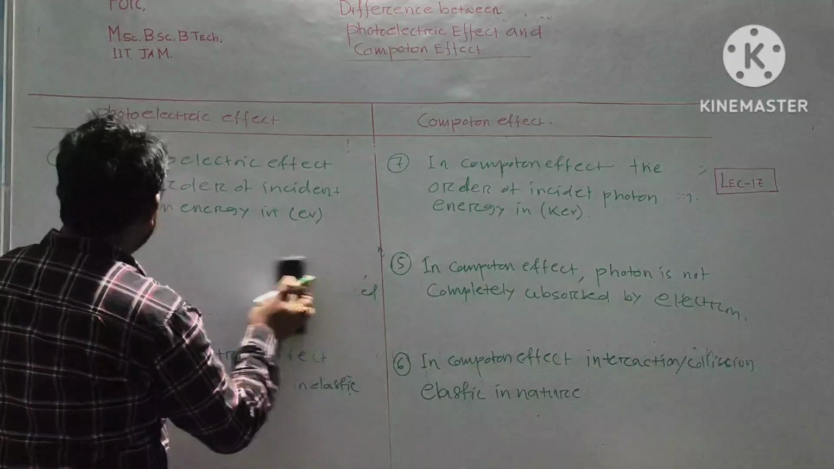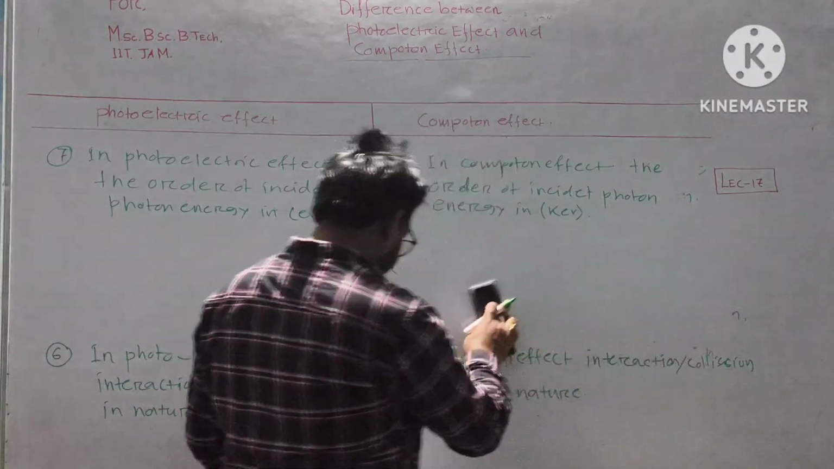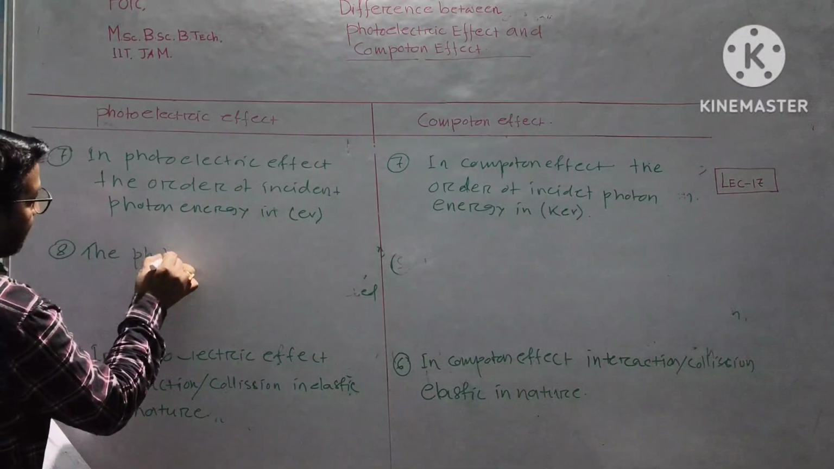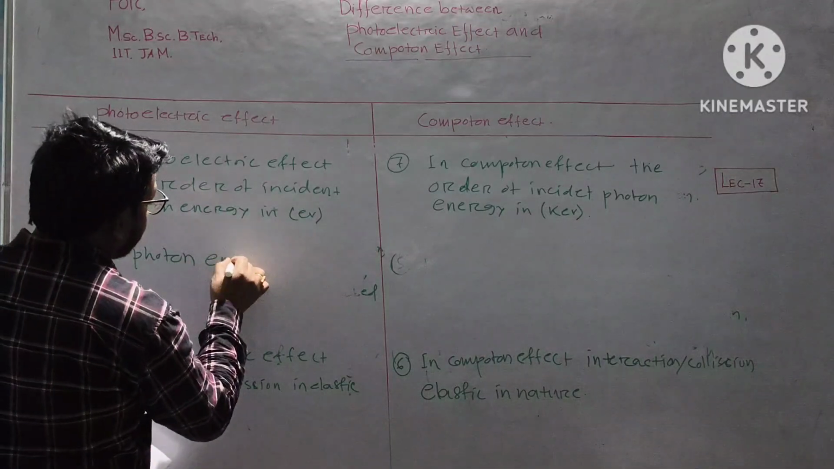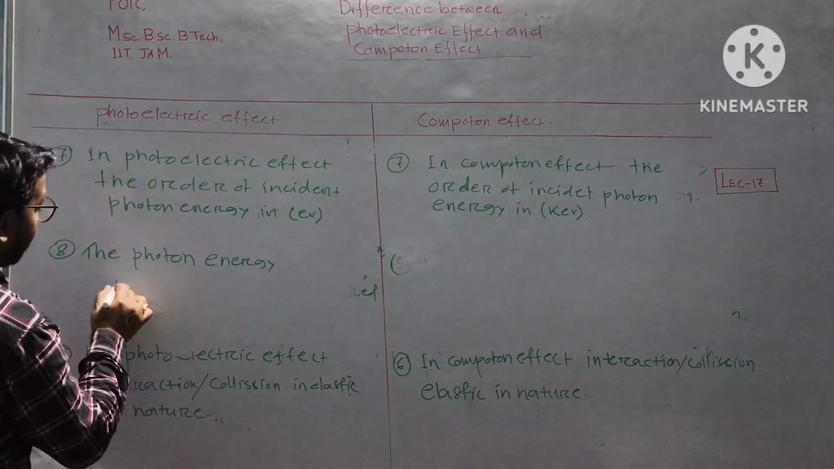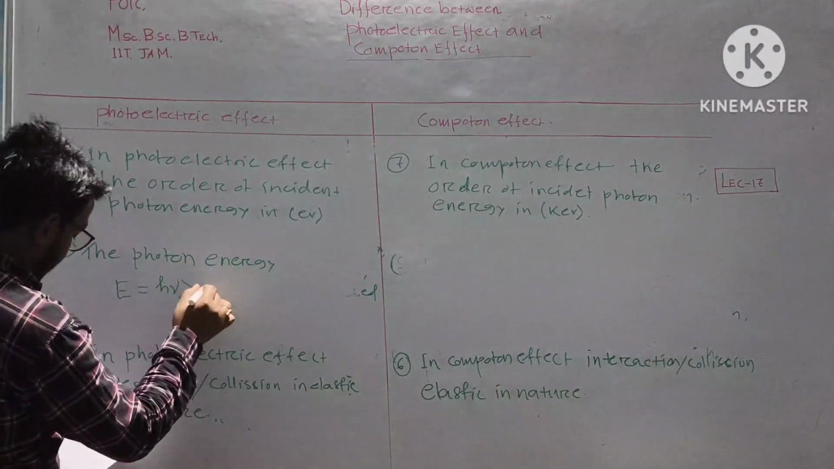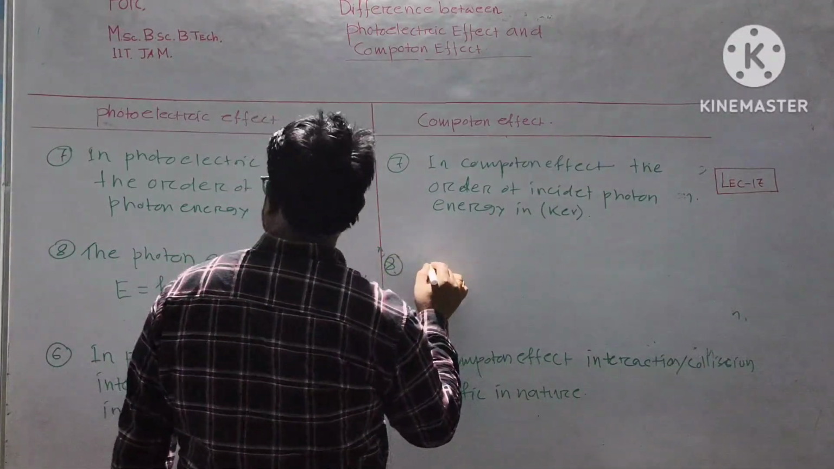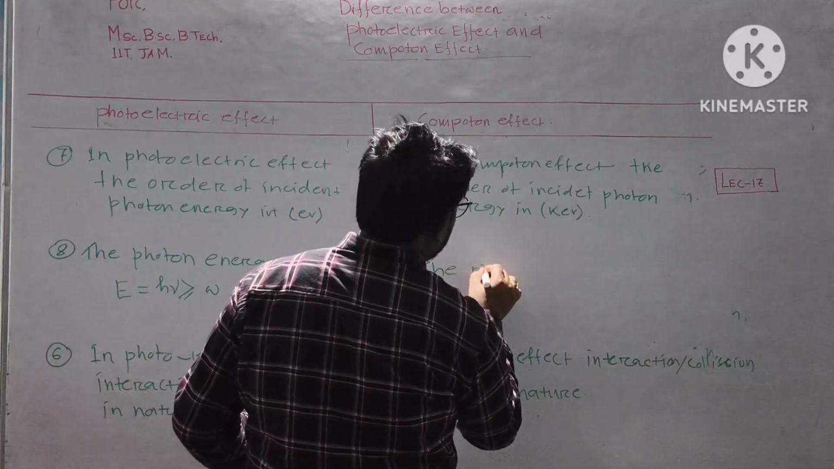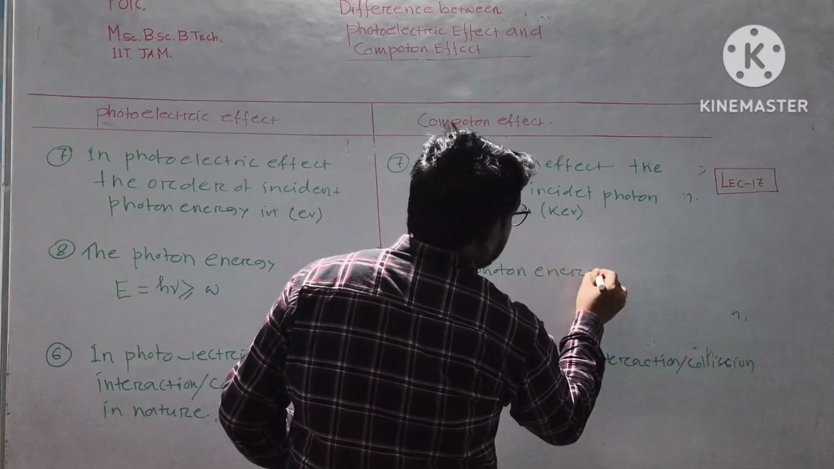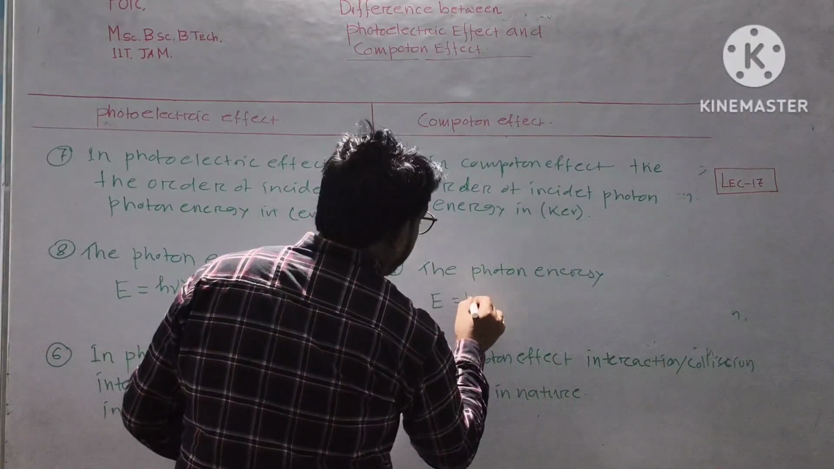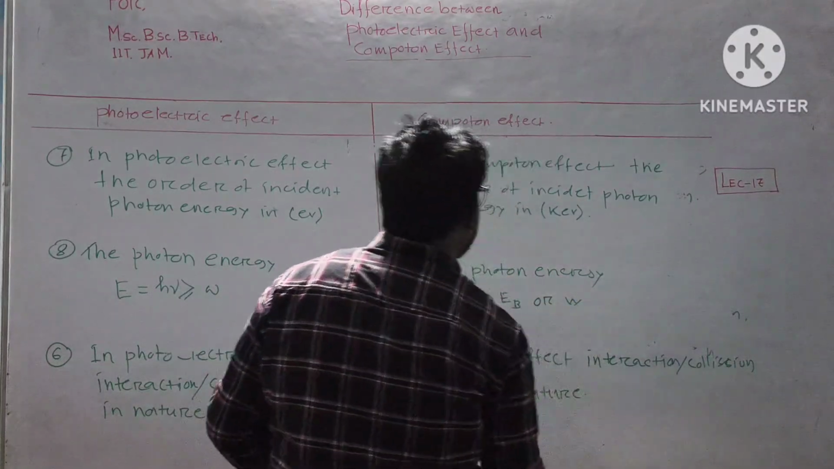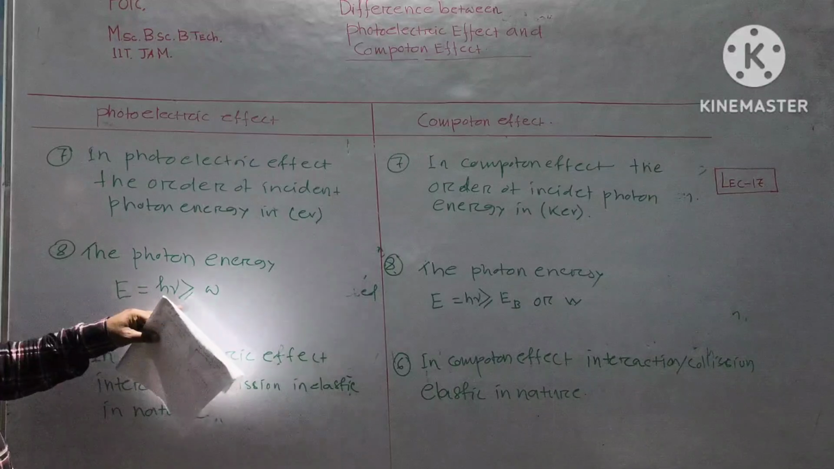Last difference between them: in the photoelectric effect, the photon energy E = hν ≥ W. And number 8, in the Compton effect, the photon energy E = hν ≥ E_B or W. E is energy, h is the Planck constant, ν is frequency, ω is angular frequency.